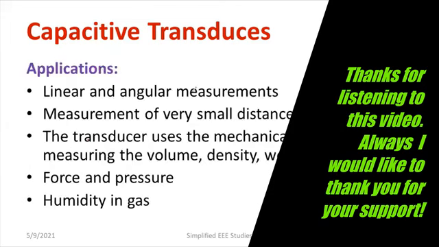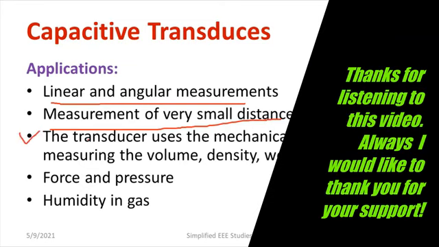Let me cover the applications of the capacitive transducer. It can be used for linear and angular displacement measurements, and for very small distance measurement, unlike the LVDT. For an LVDT, at least a certain distance is required, otherwise you won't get the differential output. But in the case of the capacitive transducer, this is not so. Even small distances can be measured comfortably and accurately.